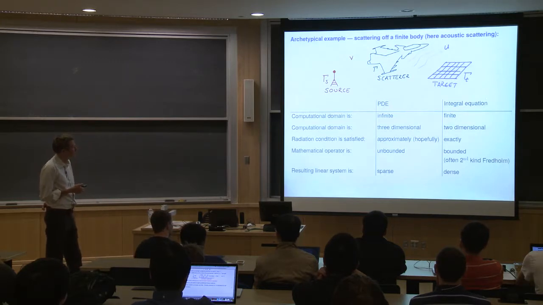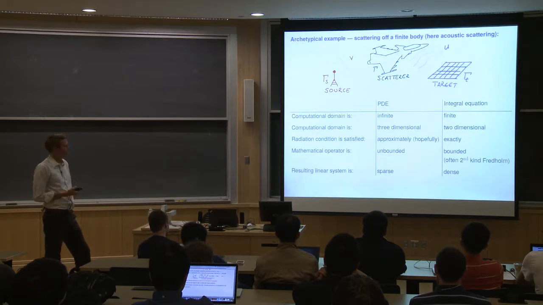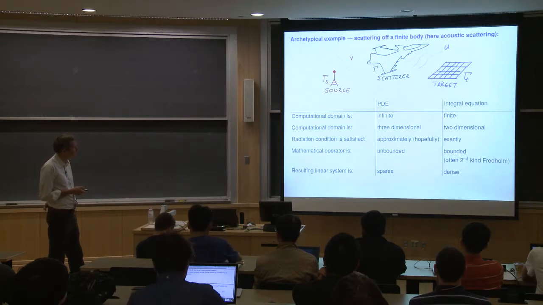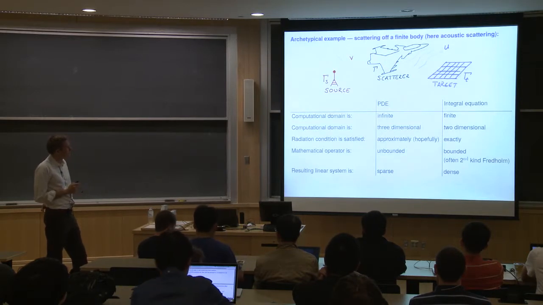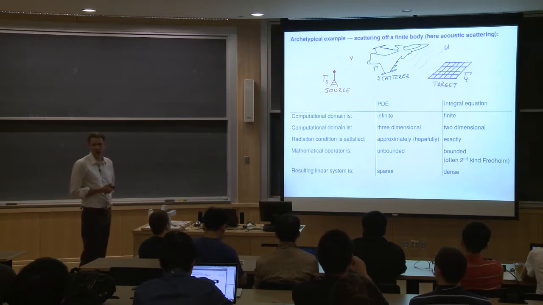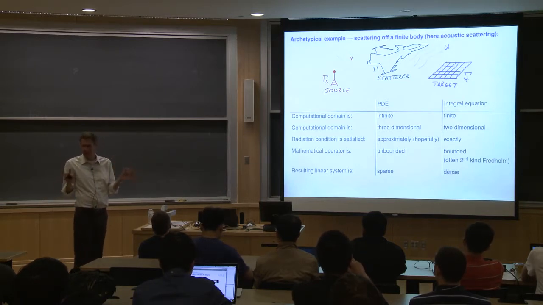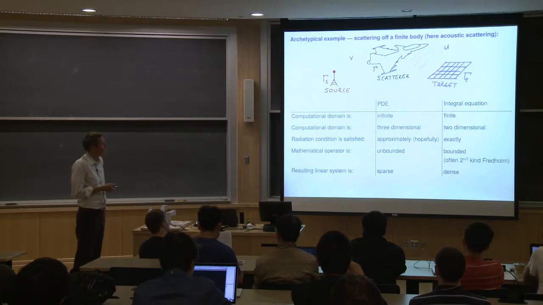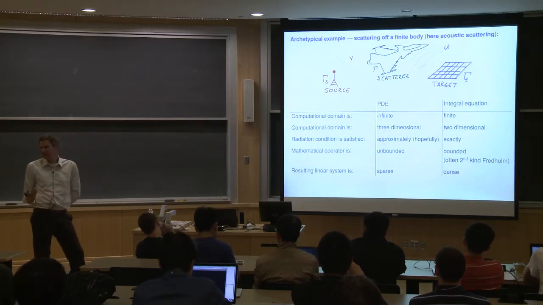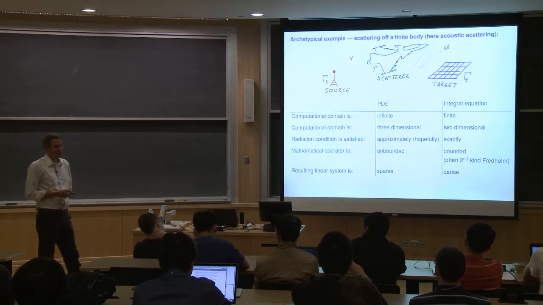In contrast, when you reformulate as an integral equation, you certainly get a bounded operator. It's a smoothing operator. It's oftentimes a second-kind Fredholm operator. So they're very nice mathematically. The main drawback of working with the integral equation is that these are global operators. Every point in the domain talks to every other point. So you end up with dense linear systems. The coefficient matrix in the linear system is dense. And this is something you need to deal with.